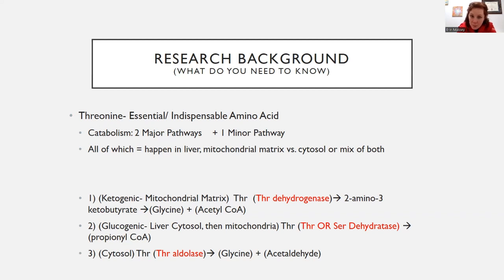A minor pathway only happens in the cytosol. It's going to utilize threonine aldolase. And you're also going to produce glycine and acetaldehyde. Important to note, the minor pathway makes glycine. Also, the ketogenic major pathway uses glycine. The glucogenic pathway does not utilize glycine. That's important to know because that's going to be looked at in this study.